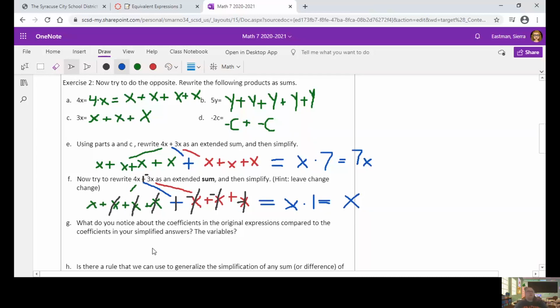Question G here says, what do we notice about the coefficients in the original expressions compared to the coefficients in our simplified answers? And so that's actually asking about these coefficients. If we started with 4 and 3, we're adding those together, what do we notice that happens in our answer? And if we started here for part F with 4 and 3 again, but this time we were technically subtracting, notice what happened to that coefficient for this answer. What's kind of a pattern that we're seeing? Take a second to think about that for me.